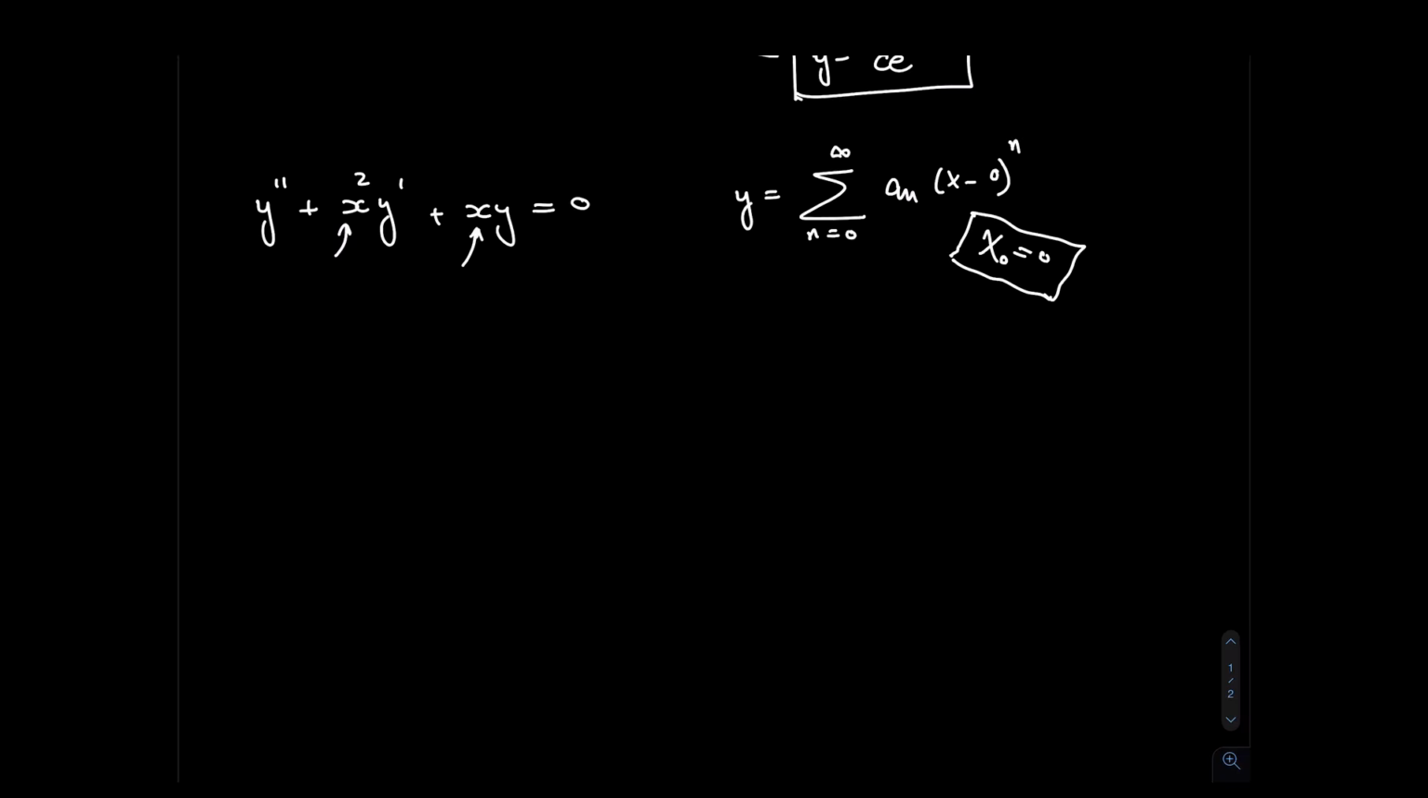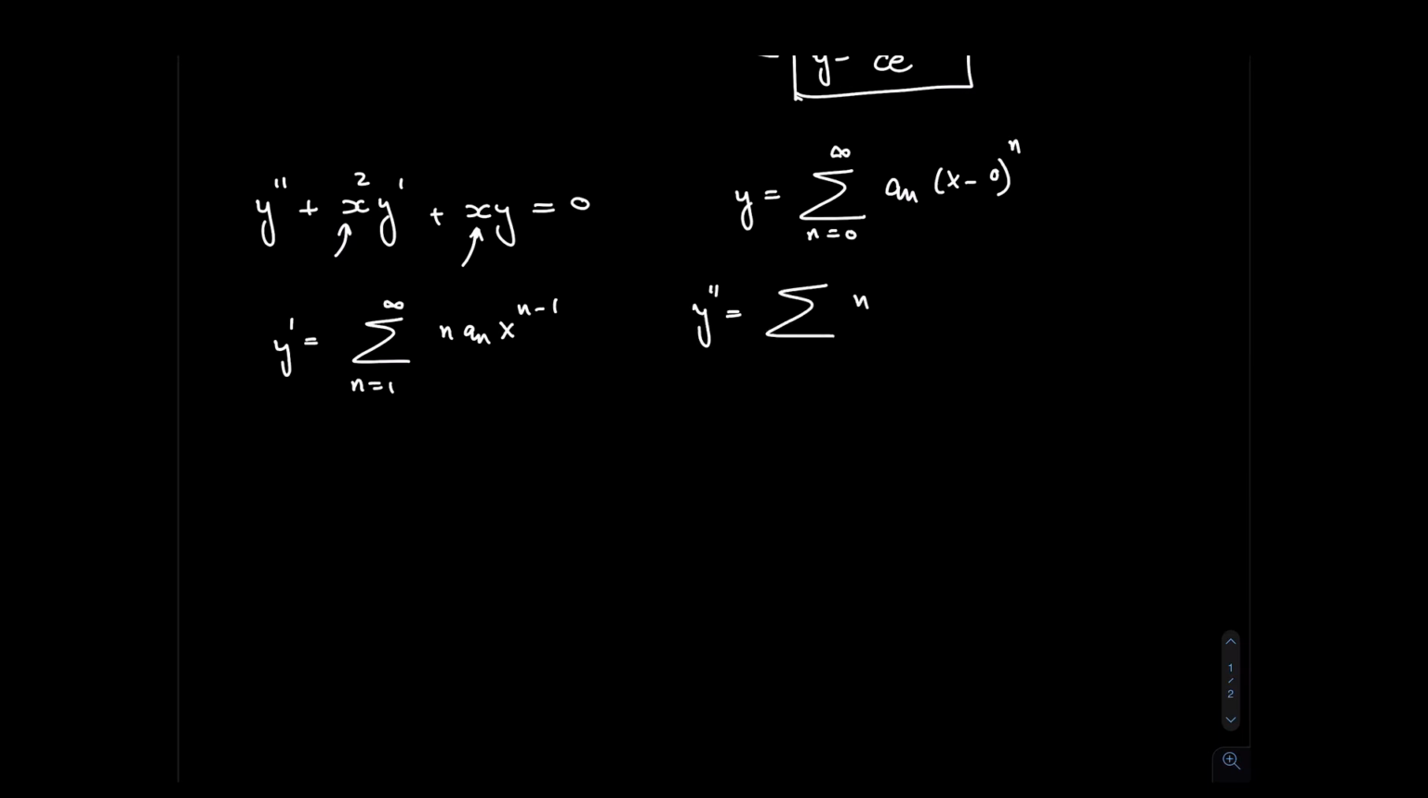Anyhow, so let's find the appropriate derivatives here. So y prime will be the summation of n a_n x to the n minus 1 as n goes from 1 to infinity. And let me erase this x not equal to 0. Okay, and then my y double prime will be n times n minus 1 a_n x to the n minus 2 as n goes from 2 to infinity. So these are my y prime and y double prime.